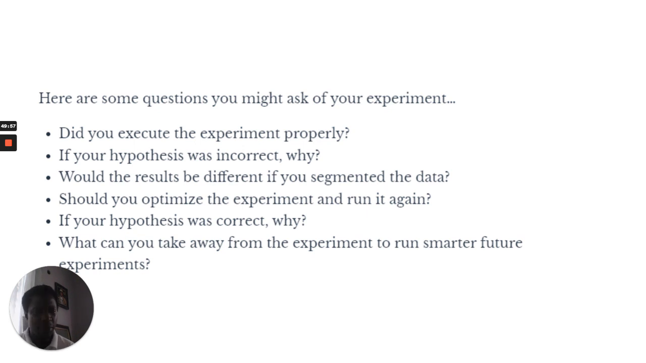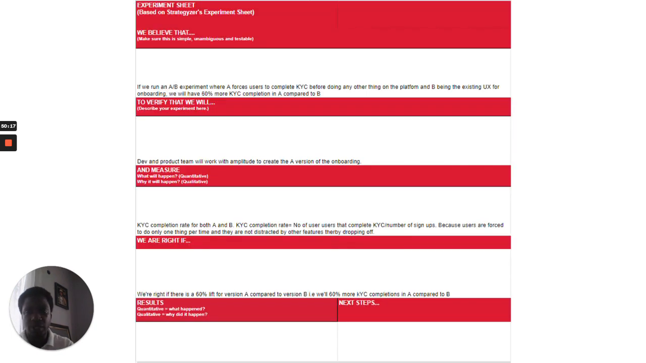Should you optimize the experiment and run it again? Maybe we should optimize it, then run it again. Remember, we talked about the ROA. Maybe you had 15%, run it again. Now, if your hypothesis is also correct, why? What can you take away from the experiment to run smarter future experiments? Like, okay, we are going to do this in the future experiments.